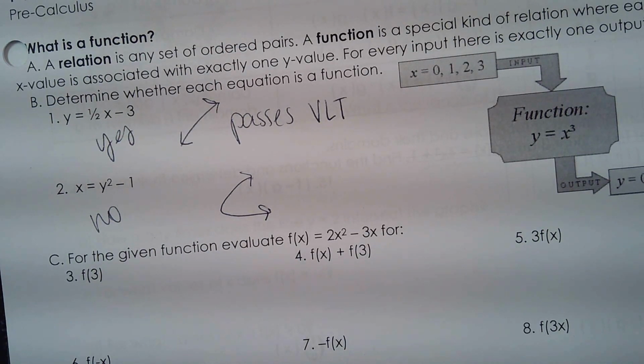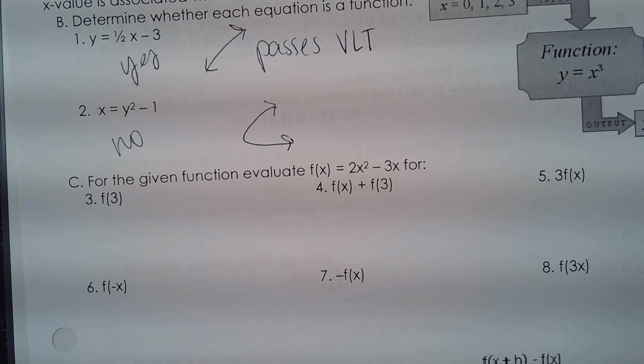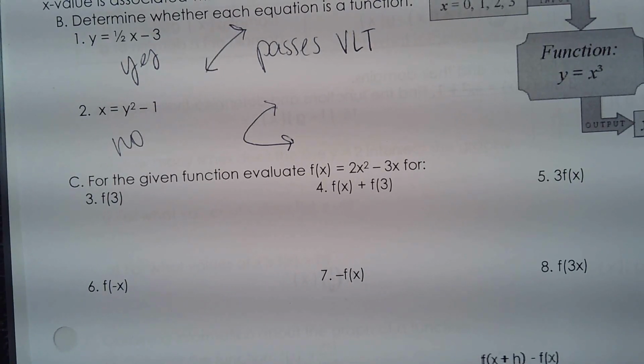Questions? Okay, cool. So the next section is just evaluating a function, which we did on the bell ringer a little bit and on the pre-assessment that you just did. So I don't want to do all of these. We've got 3 through 10. Y'all pick a couple. I definitely want to do 10. Pick a couple more that you want to do.